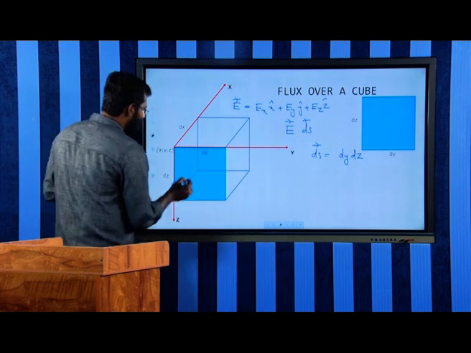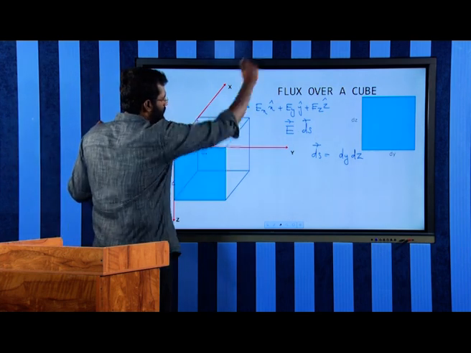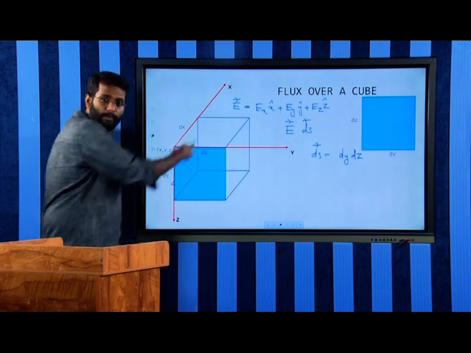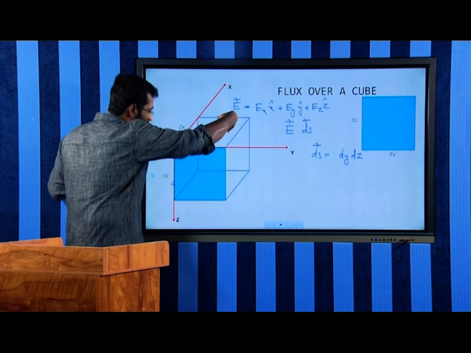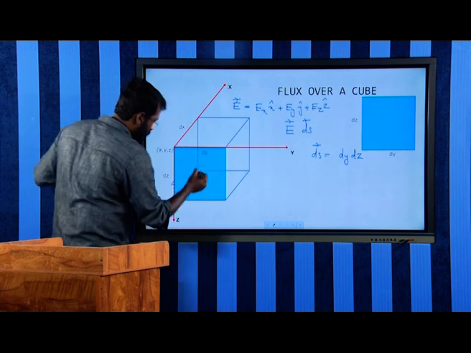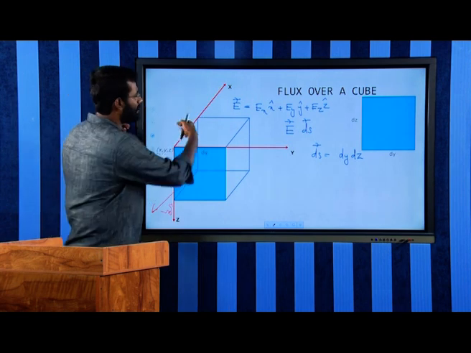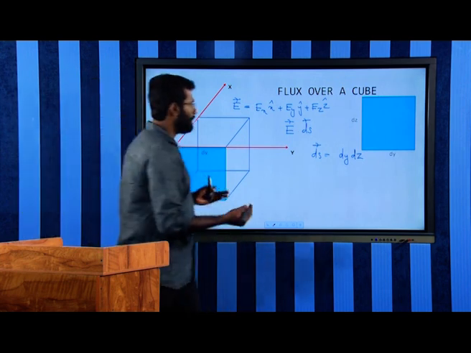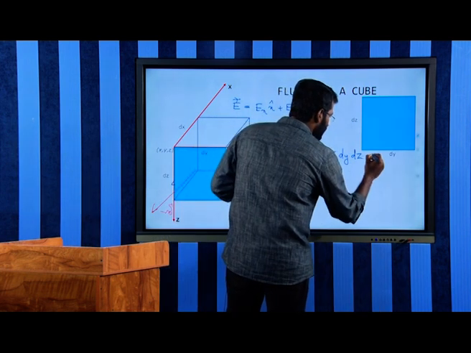From the coordinate system, the x coordinate is towards the back side. The front surface will have a direction opposite to that of x, since x is into the board. So minus x cap follows this direction. Minus x cap will be the direction of our area because it is opposite to the considered x direction. So I am putting the minus sign here and an x cap here.